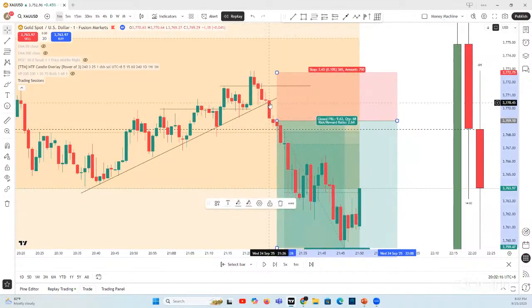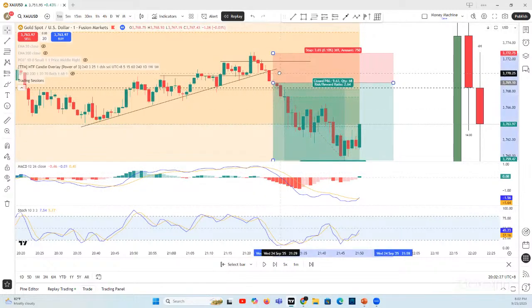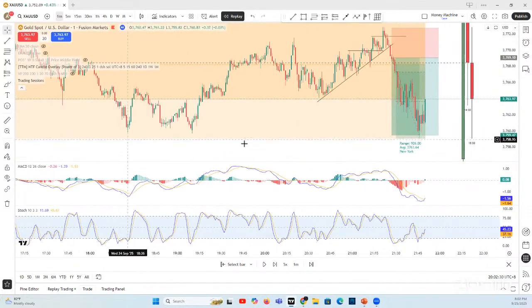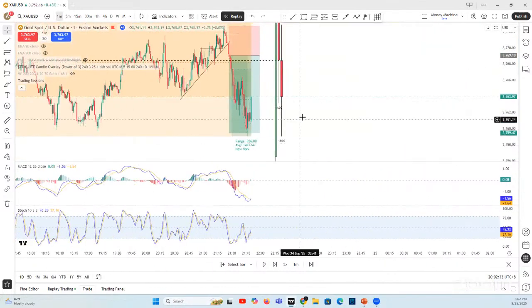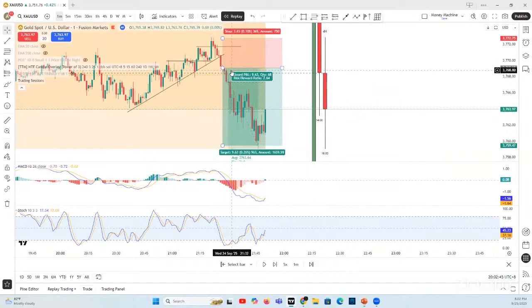There, just after this big red candle, I check my stochastic, my MACD. It's all going down. I put my sell position there and just targeted the London low here. That's it. That's how you trade. And this also gave me the confirmation that it's now turning into a red candle, this 4-hour candle there. Very nice.